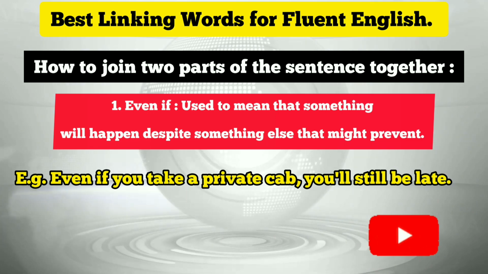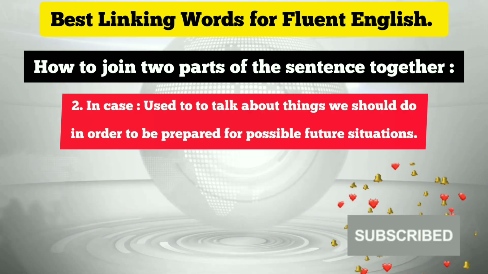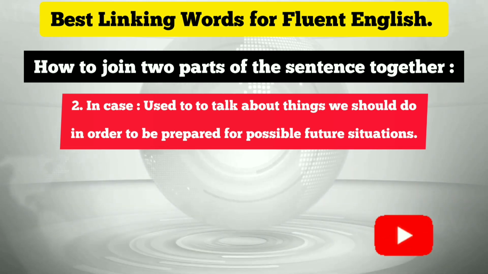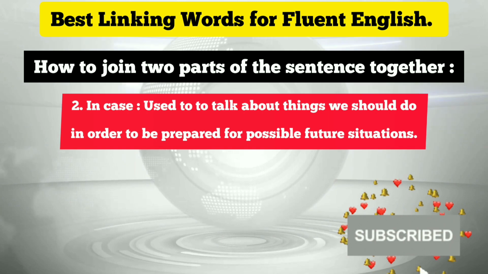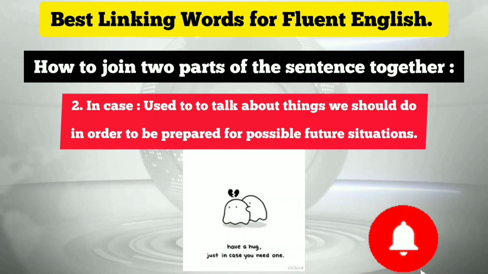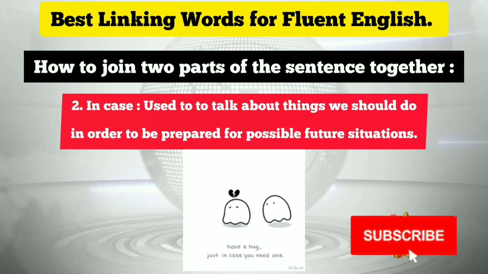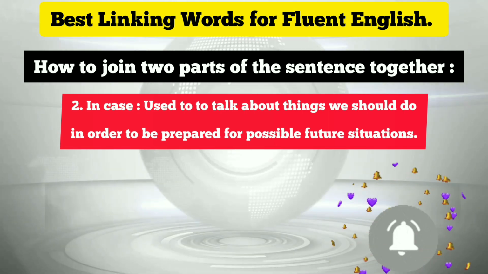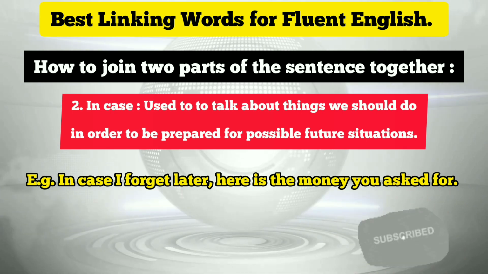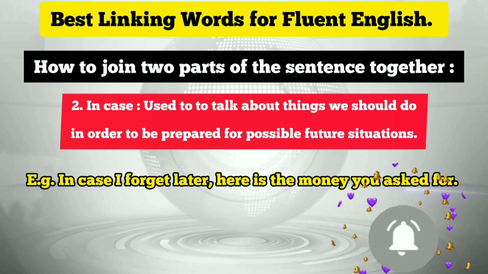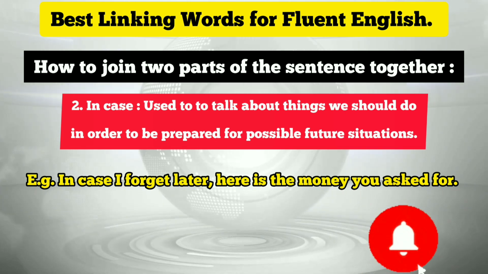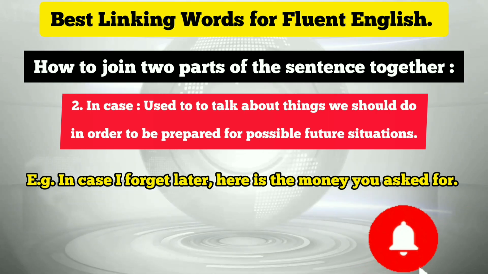So up next we are going to focus on the second one, that is in case, and it is also a very useful one. It is used to talk about things we should do in order to be prepared for possible future situations. We have to use this to convey a message. So let me show you. I think it's going to be easier for you. So as you see the example, in case I forget later, here is the money you asked for. So I'm using in case in order to convey that in case I forget later, the money that person asked for. Like this way you can say.